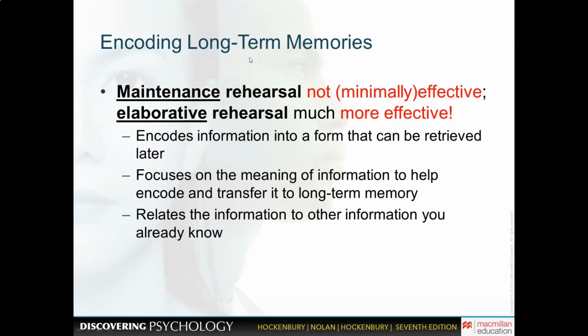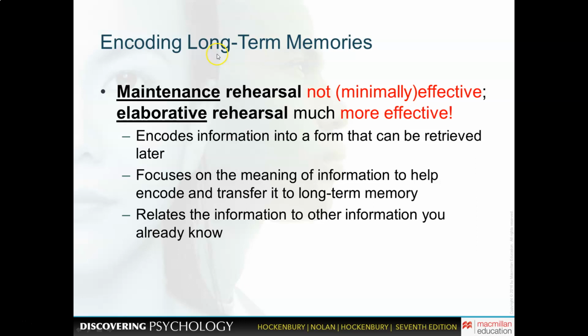This is what's very important to you as a student who is attempting to encode and retrieve information from your classes and use it, hopefully, for the rest of your life, or at the very least, remember information for exams and things like that.